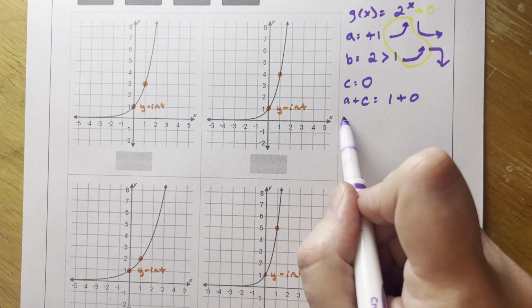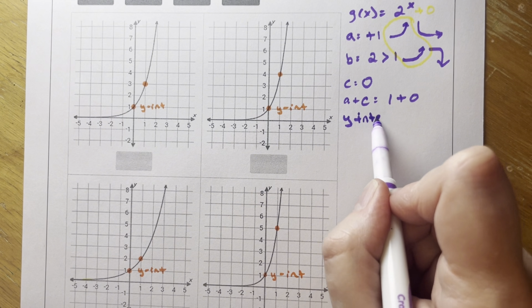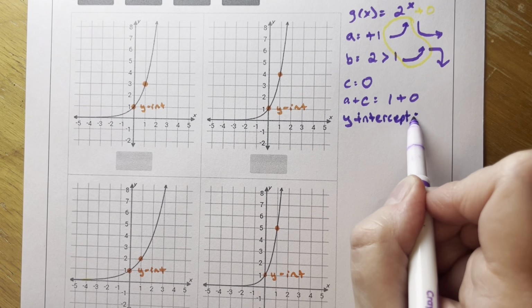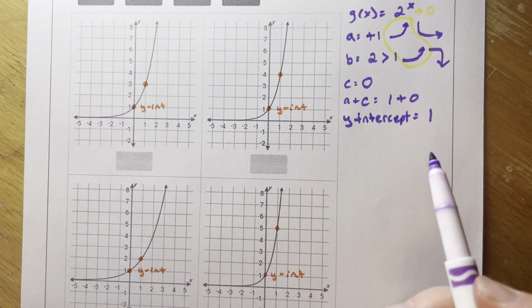Because we saw in the introduction that A plus C is the y-intercept, which 1 plus 0 is 1. Great. So now let's finish this off by looking at, do we have any options?